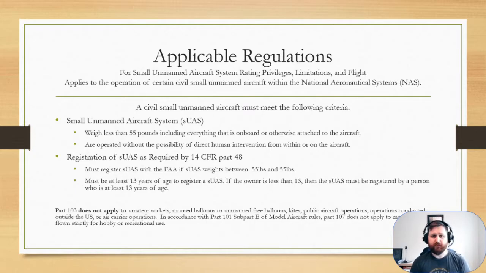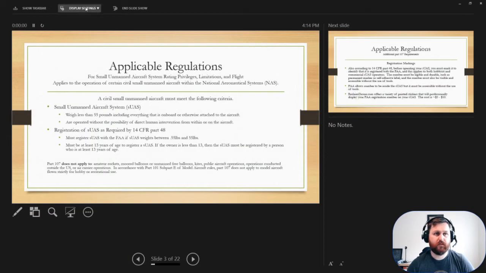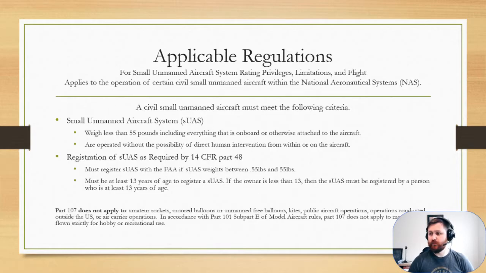Additionally, one thing to note, I know my slide says Part 103. It's Part 107. Sorry, that's a little typo there. In fact, I'll fix that right now because that's going to bug me. So Part 107 does not apply to the following devices. It doesn't apply to amateur rockets, moored balloons, or unmanned free balloons, kites, public aircraft operations, operations conducted outside of the U.S., or air carrier operations.